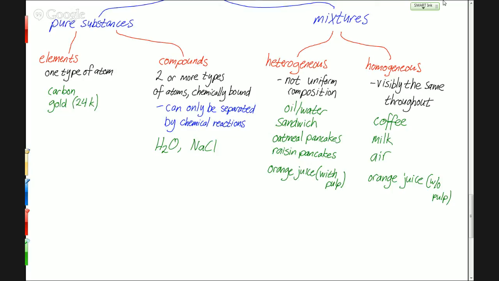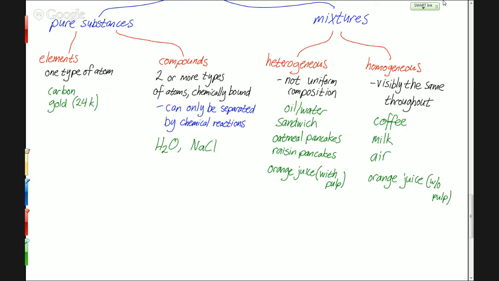Now, depending on the gasoline, if you had 100 octane gasoline, that would actually go where? Not quite, because octane is a molecule made from carbon and hydrogen. So we've got different kinds of elements in octane, so we would actually put that in compounds.